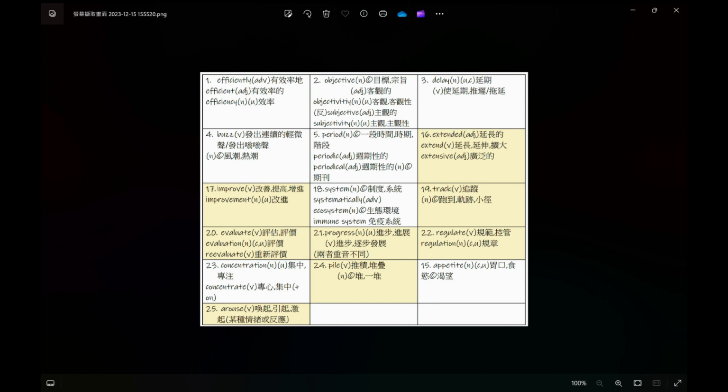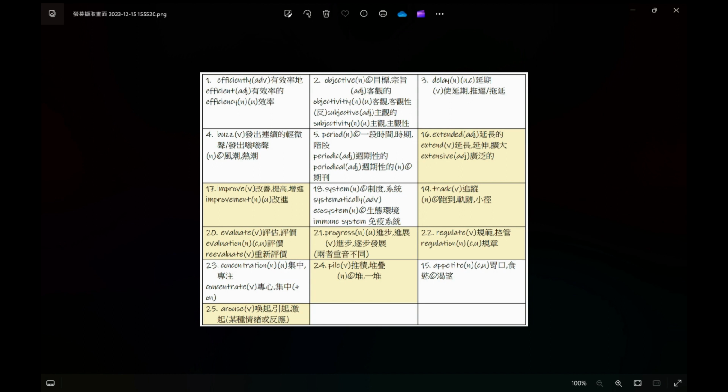Number 5 is period. Period is a noun, countable. So 1 period, 2 periods refers to a period of time. And then for the adjective, there are 2 different forms. One is periodic, and the other is periodical. Both mean the same. But periodical can also be used as a noun, referring to something like a journal.